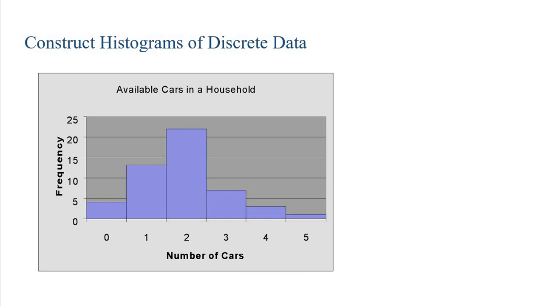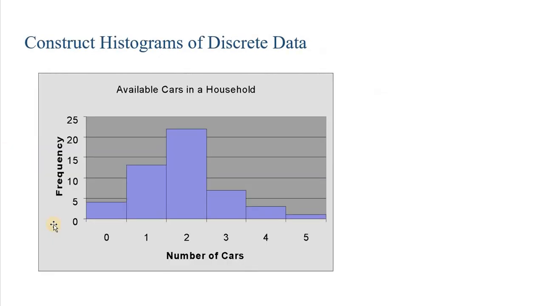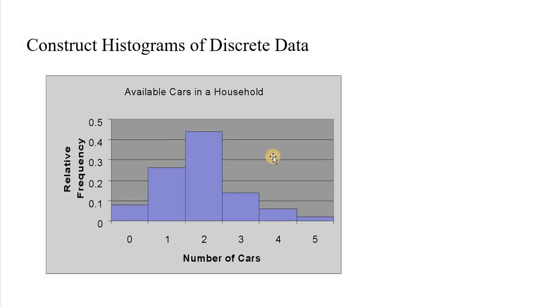So the first one, as you can see here, the frequency of 0 is 4. So you see the height of 0 is 4, and etc. And you see here the bars touch. So this is how we know we're talking about a histogram and quantitative data, not qualitative data and a bar graph.